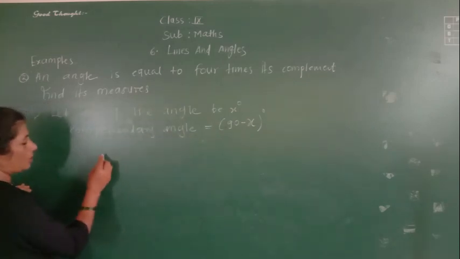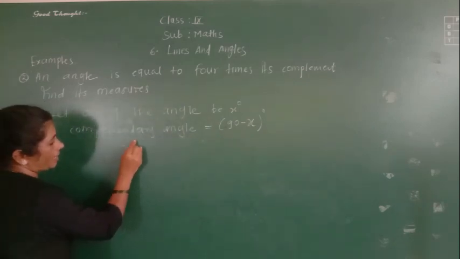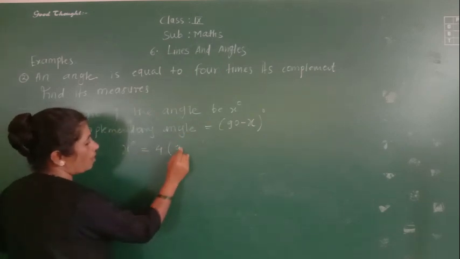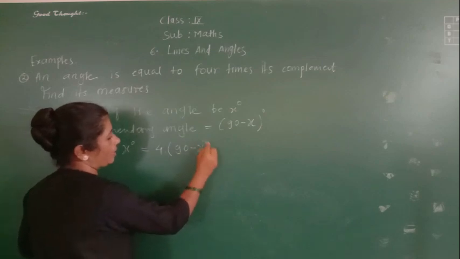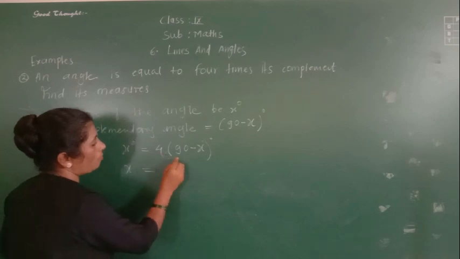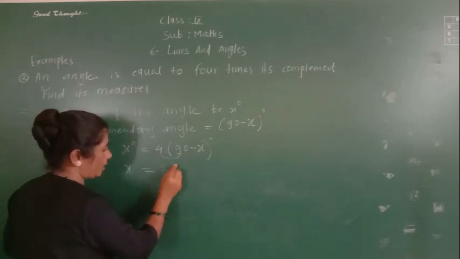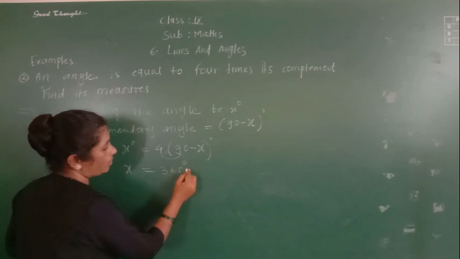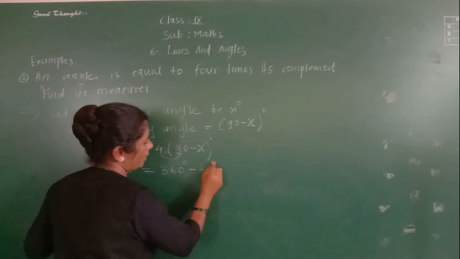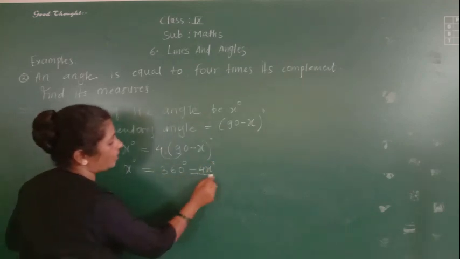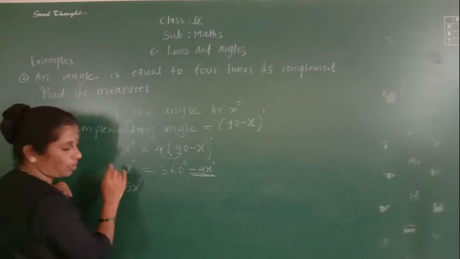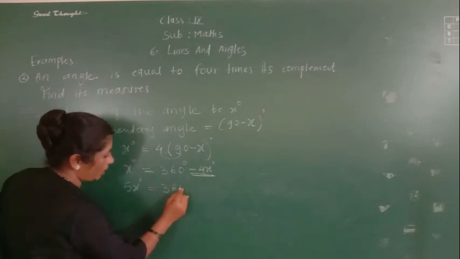Okay, so according to the condition, what will be there? X degree equals 4 times its complement, so 90 minus x degree. Here x equals 4 nineties are 360 degree, and minus 4x degree here, right? So now this minus 4x will come to here. You will get 5x degree, negative will come positive, so equals 360 degree.